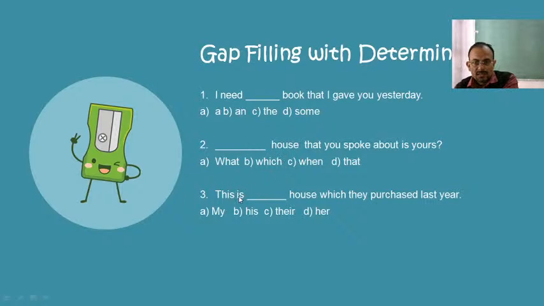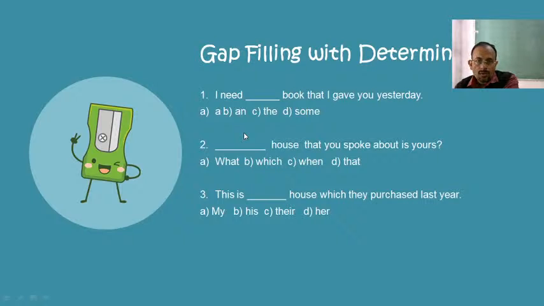And then, "This is dash house which they purchased last year." Here there is a hint for you. Sometimes you may be doubtful whether it is my, his, their or her, but you have a hint in this sentence, that is, they. So, which they purchased last year, therefore it should be "This is their house." Understood? Why? Because they is mentioned as a hint in the question, therefore the answer should be their.